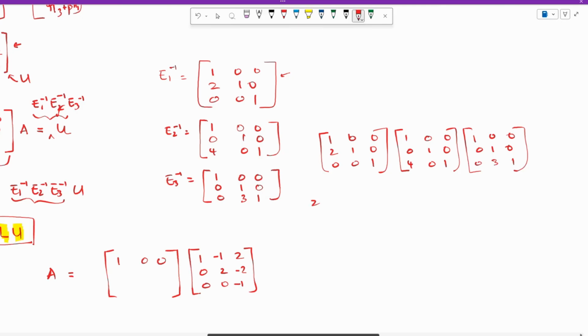Let's take the first row. The first row of the product is: take the first row of this matrix and don't take anything else. So 1 times the first row, 0 times the second row, 0 times the third row. So this will be 1, 0, 0. That's the first row. Second row is 2 times the first row plus 1 times the second row. 2 times the first row is 2, 0, 0. 1 times the second row is 0, 1, 0. If you add those two, you get 2, 1, 0. And you're not doing anything to the last row. So the last row will be the same.